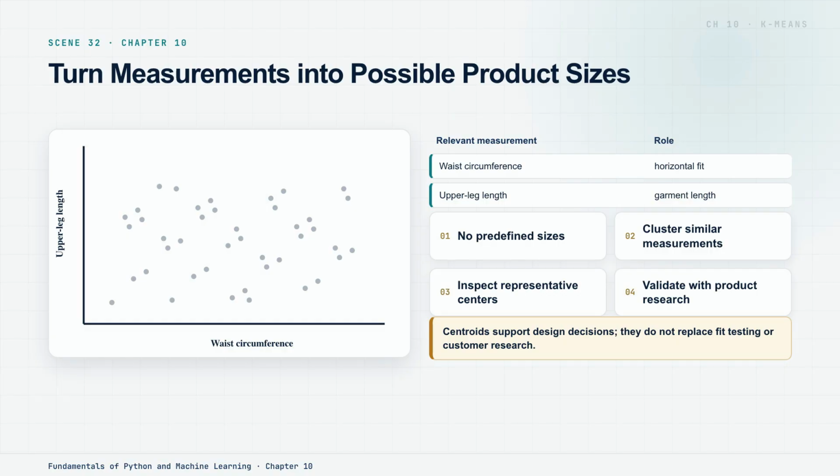A designer needs to select a limited set of standard Bermuda short sizes. The available observations contain waist circumference and upper leg length. No predefined size category is included. Clustering can identify groups of similar measurements and calculate representative centroid values. Those centroids may help the designer propose standard dimensions. The clusters support the decision, but they do not replace product design, customer research, manufacturing constraints, or fit testing.